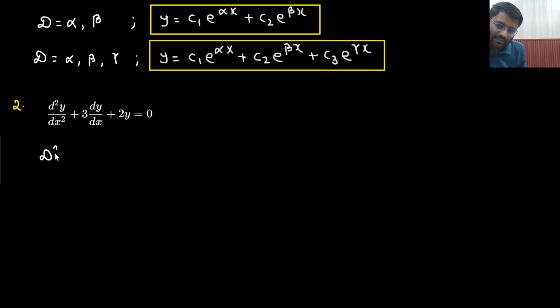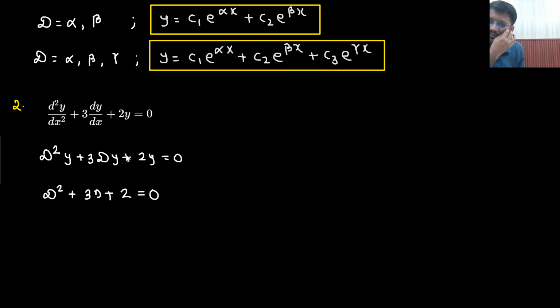What will be the characteristic equation? Sir, it will be D square y plus 3 Dy plus 2y equals 0. You need to take y common. If I take y common, what am I getting? D square plus 3D plus 2 equals 0.